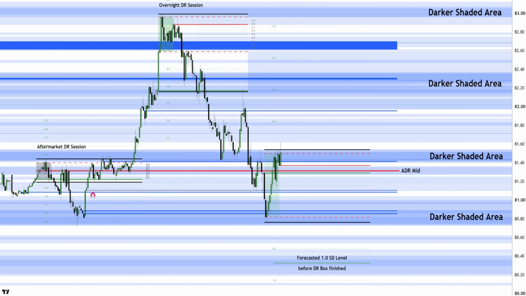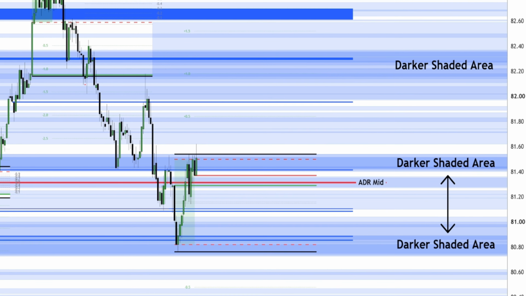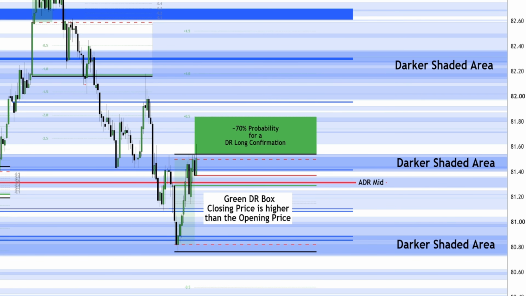The first hour of the regular session closes at 10:30. Shot 1 is gone. 1 bullet left. Patience. Let the market show its hand. Price is still trapped between those 2 darker areas of previous DR levels. And the DR box closed green. The close higher than the open. That gives roughly a 70% probability of a long confirmation following through.